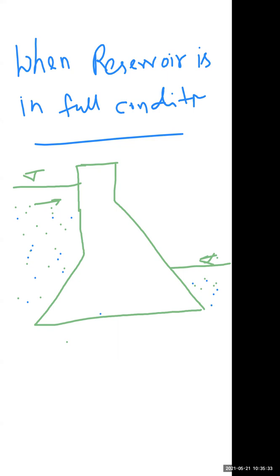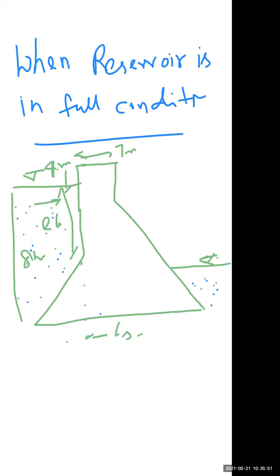Here the height is given, that is 7 meter. This top width is given 4 meter. This height is given 26 and the total height is 86 meter. This width is 63 meter and this width is 6 meter. Okay, so what is in the reservoir full condition?